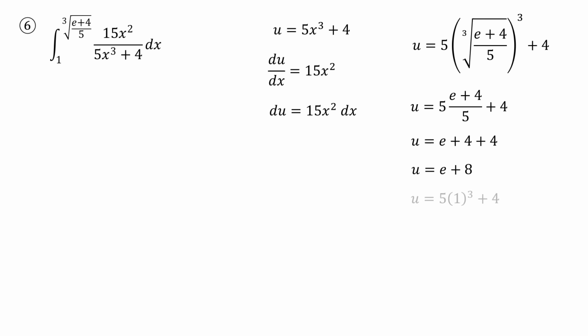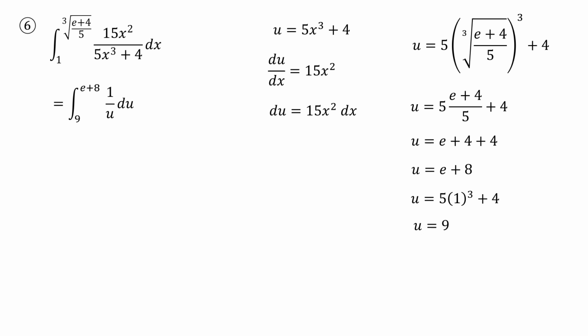And then, of course, for the number 1, 1 to the third power is 1. 5 times 1 is 5. 5 plus 4 is 9. And again, I'm really thinking instead of 5 plus 4, I wanted 5 minus 4. But we can still do the question. All right, we go from 9 to e plus 8 of 1 over u du.